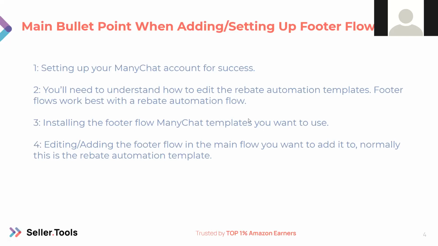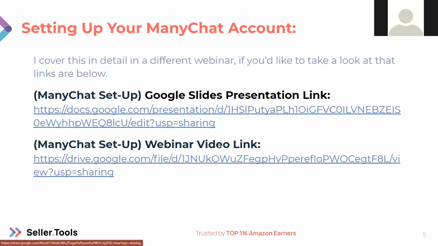So whatever rebate automation, or if you're using it for something else, like sign-up flows, then you'll have that accessible to you. So you essentially install it, then you edit it and add it to your pre-existing ManyChat flows. I'm hoping that made sense. I know sometimes I don't explain things extremely well, but I'm hoping that this makes sense, and it will probably later down the line as we continue.